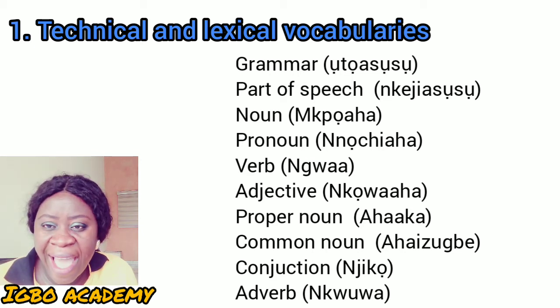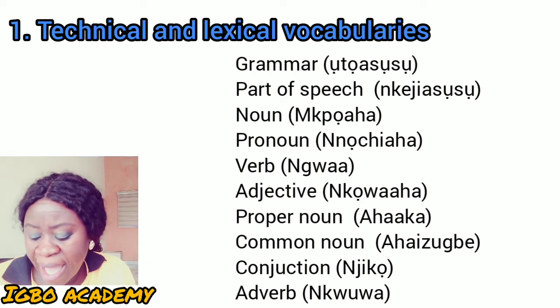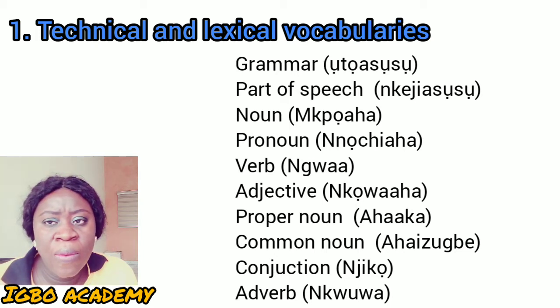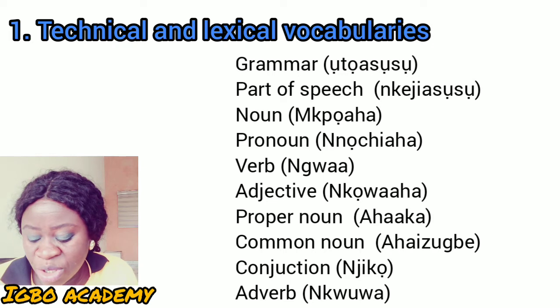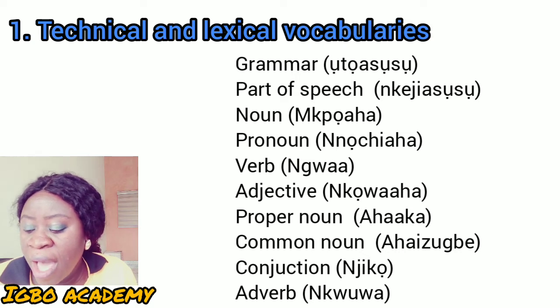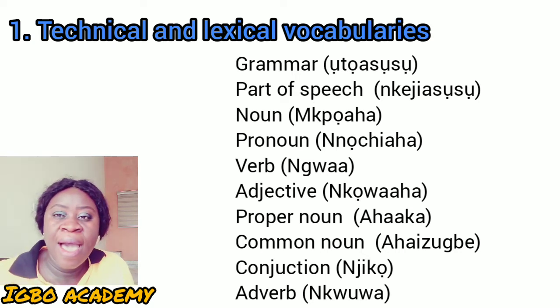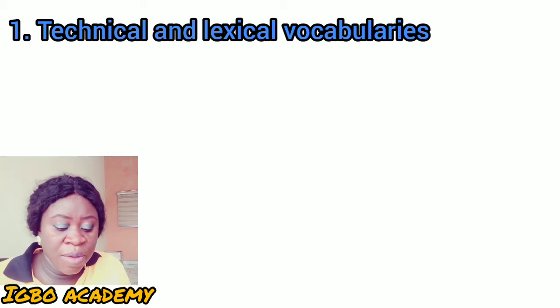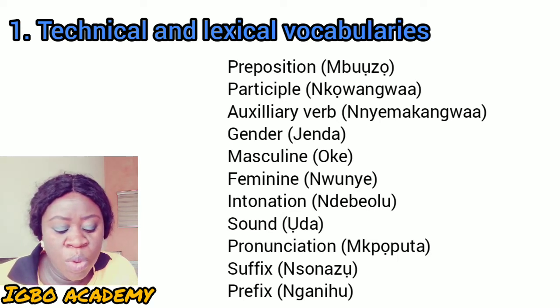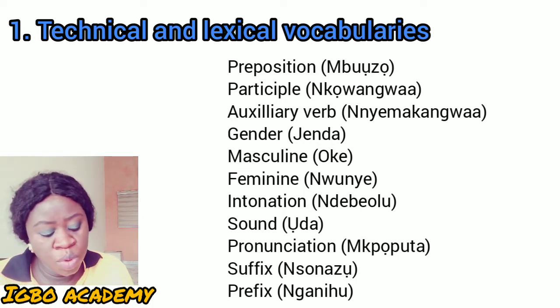Pronoun, ahaka. Okay, sorry. Proper noun, ahaka. Common noun, aha is we. Conjunction, njiko. Adverb, nkua. We are going to say more of these words, which are preposition, mbuzo.